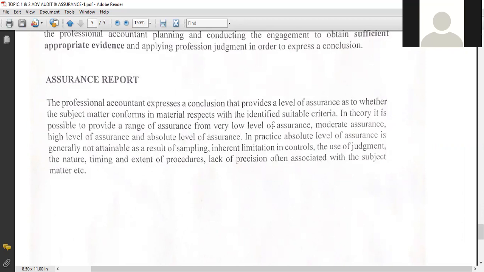You cannot get absolute assurance as a result of sampling, because you cannot audit the whole financial statement. You cannot audit 100% of sales, 100% of expenses, 100% of the assets, and vouch one invoice after the other, one payment voucher after the other, one asset after the other. It is not absolutely possible. This is a result of sampling, inherent limitations in control, the use of judgment, the nature, timing, and extent of procedures, and lack of precision often associated with the subject matter.